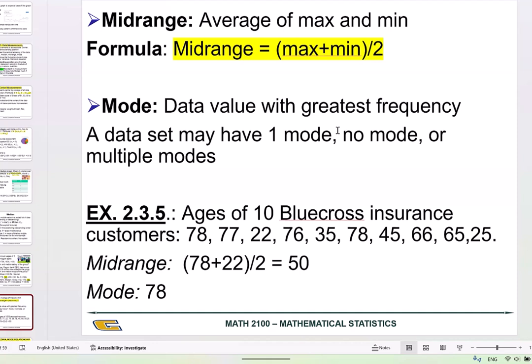For a data set, it can have one mode, no mode, or multiple modes. Furthermore, here we look at the ages of 10 Blue Cross insurance customers. You can quickly calculate the mid-range by using the max plus the min divided by 2, right? And the mode, which is the number with the highest frequency, is 78 here. Basically, the mode tells you where it most occurs.